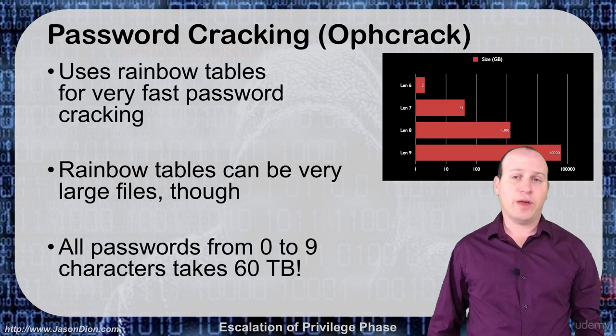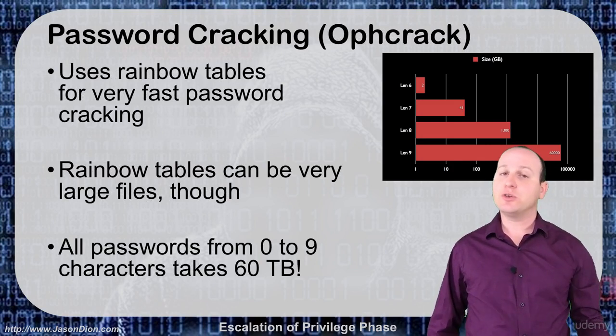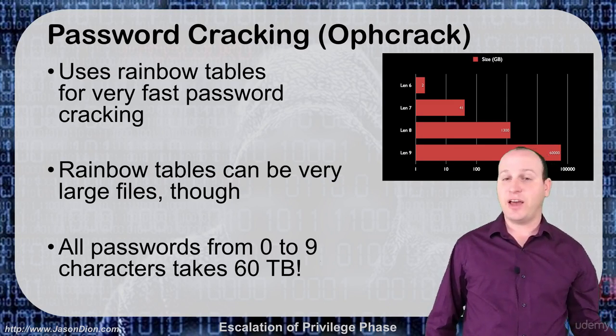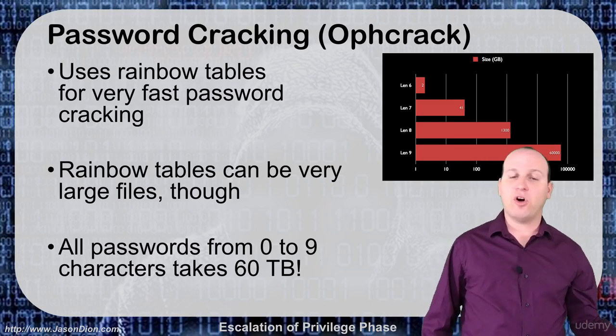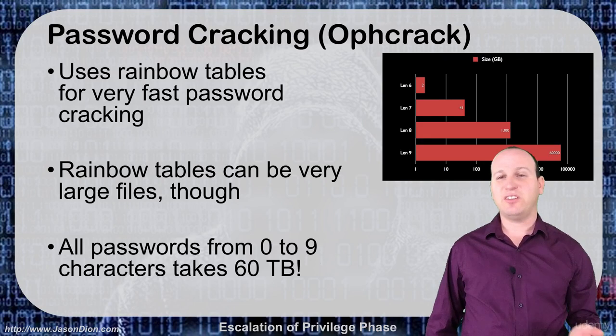Ophcrack is another one that we have out there for password cracking, and this one is really efficient because it uses rainbow tables, so it's very fast. But again, those rainbow tables can be very large. Like I said, if I had up to 9 characters, that means all the passwords between 0 and 9 characters long, every possible combination, there's 60 terabytes of text out there to symbolize that.